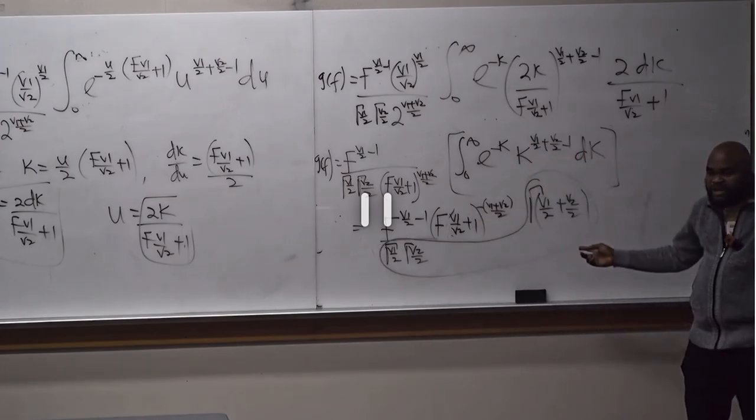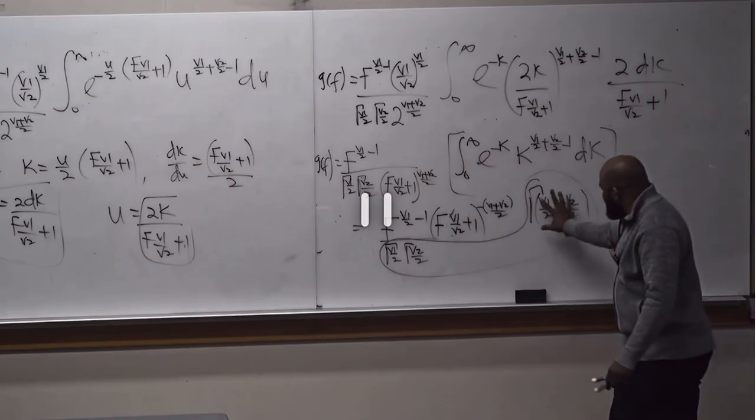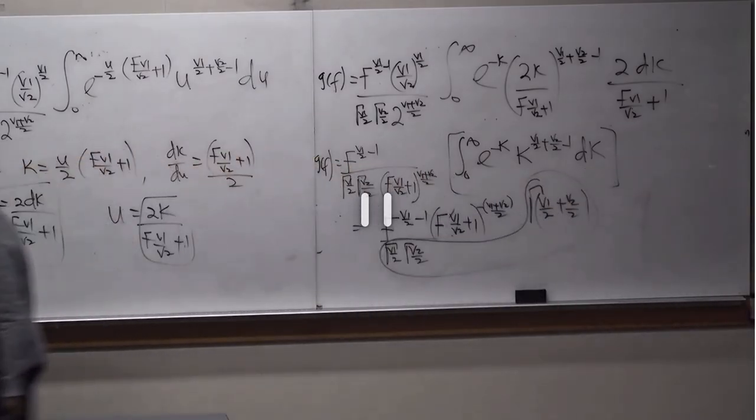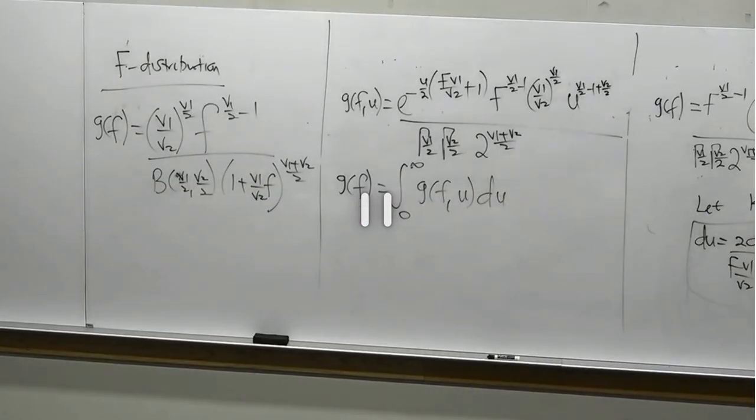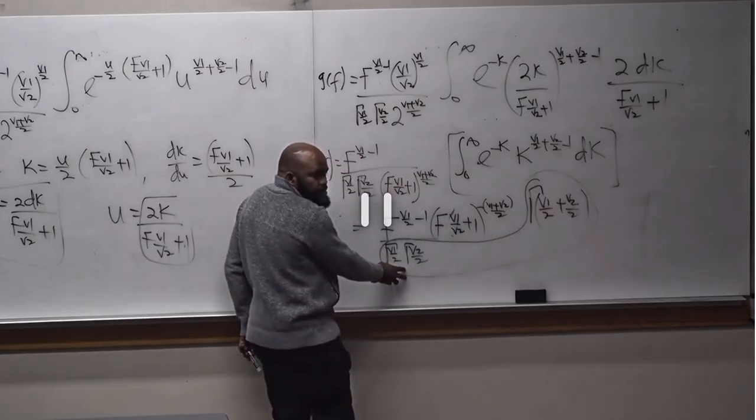That is a beta function. So this guy divided by this guy is here. B of v1 over 2, v2 over 2 is this guy. If you take a look at that.